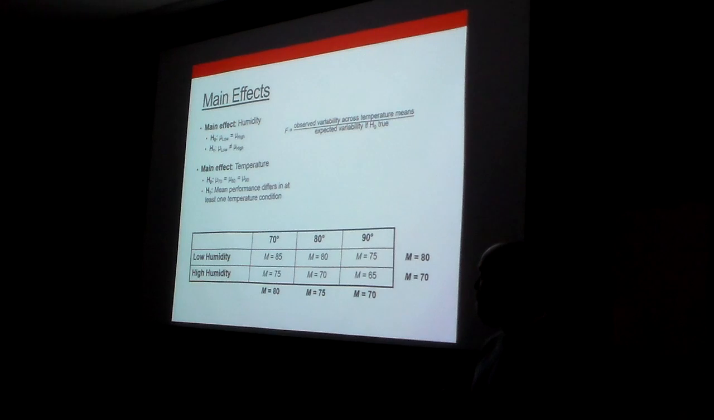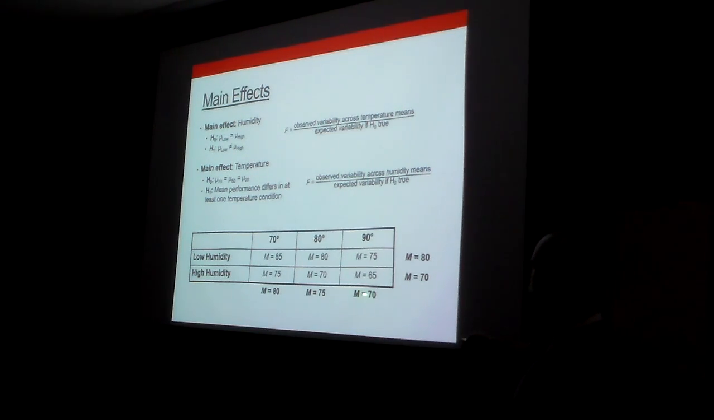And Evelyn, where are we seeing our main effect of temperature? On the bottom. Okay, so collapsing across humidity, we're seeing average performance at 70 degrees is a score of 80. Average performance at a temperature of 80 is 75. Average performance score at temperatures of 90 is 70, collapsing across humidity. Are people seeing how we're getting and interpreting these main effects of humidity and temperature here? Anybody confused? Because this is a confusing thing.